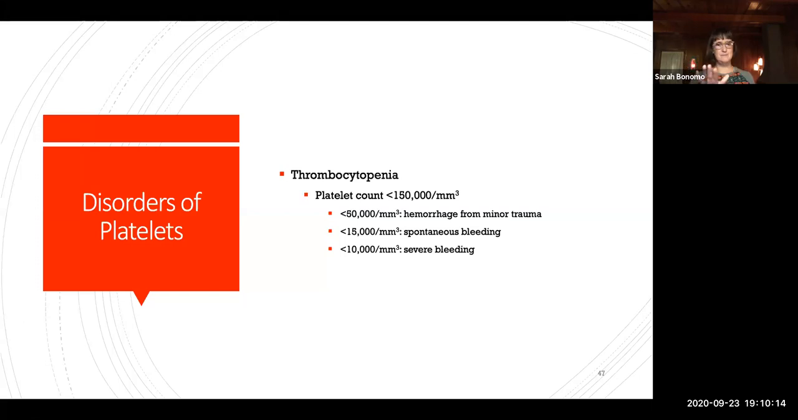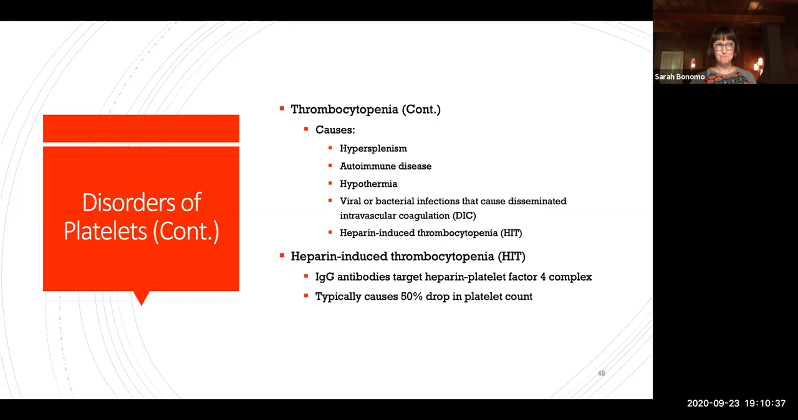But otherwise, they should not be brushing their teeth. They should be really careful when they're cleaning themselves after using the bathroom because those types of tissues can bleed really easily. They could sneeze and get a severe nosebleed because they don't have any platelets. So I just want you to be familiar with the term thrombocytopenia and what that means.